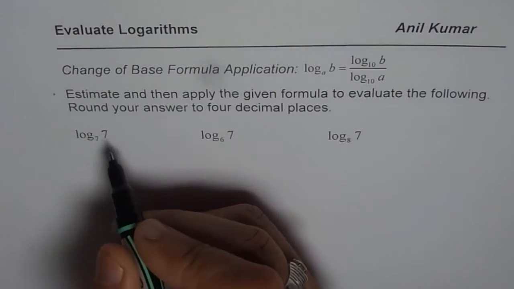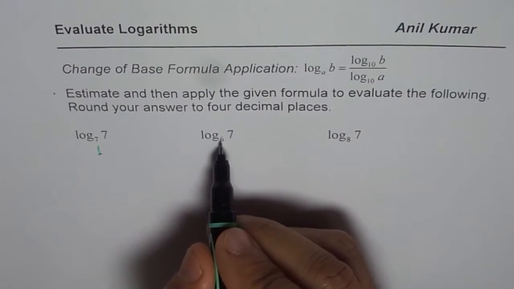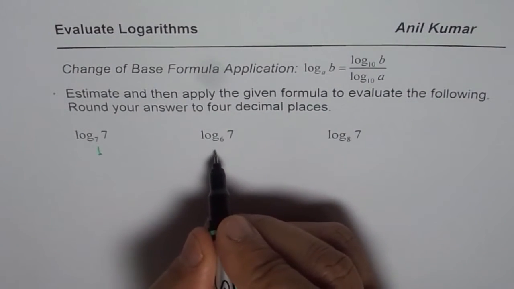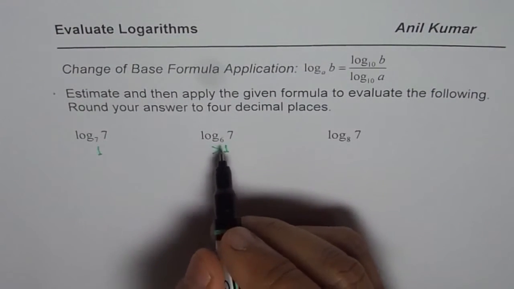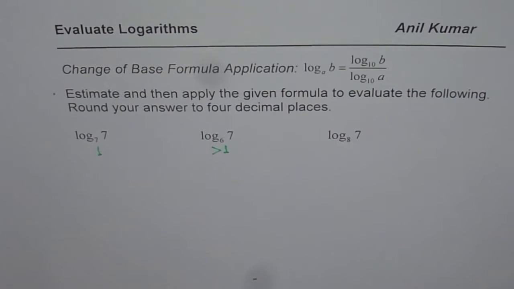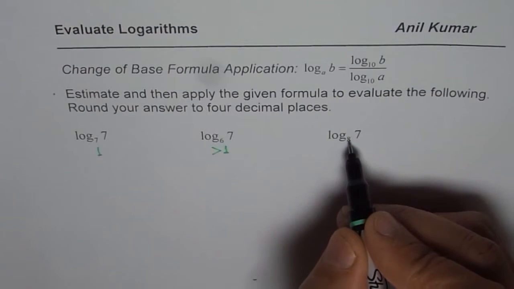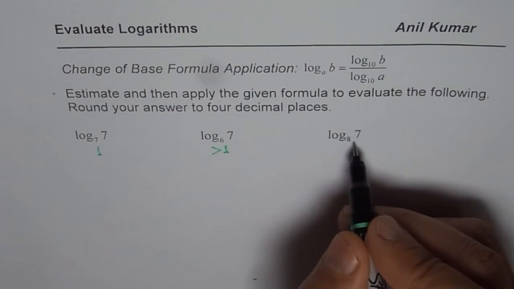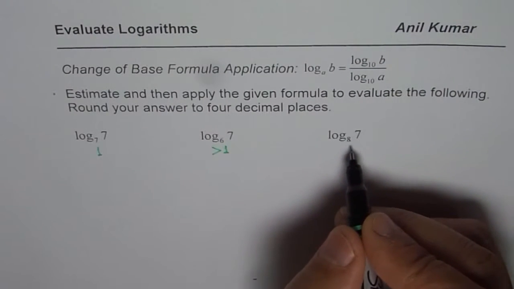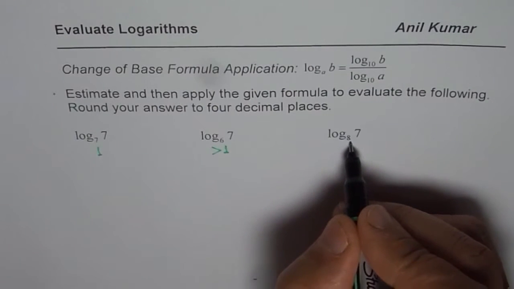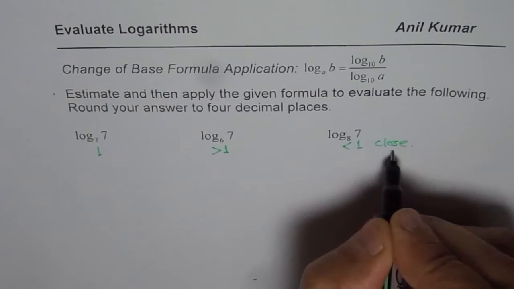Log 7 of 7. Well, you know it should be 1, correct? Log 6 of 7. Now, since 7 is slightly more than 6, we expect a value which is slightly greater than 1, correct? Because it is log 6 of 7. Now here it is log 8 of 7. We know log 8 of 8 is 1, so this value is less than 1, right? So it is definitely very close to 1, but less than 1, correct? So that is our estimate.